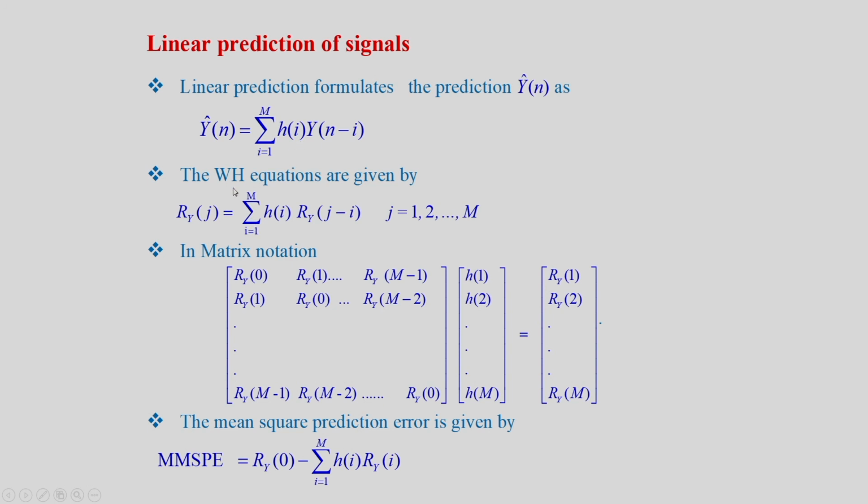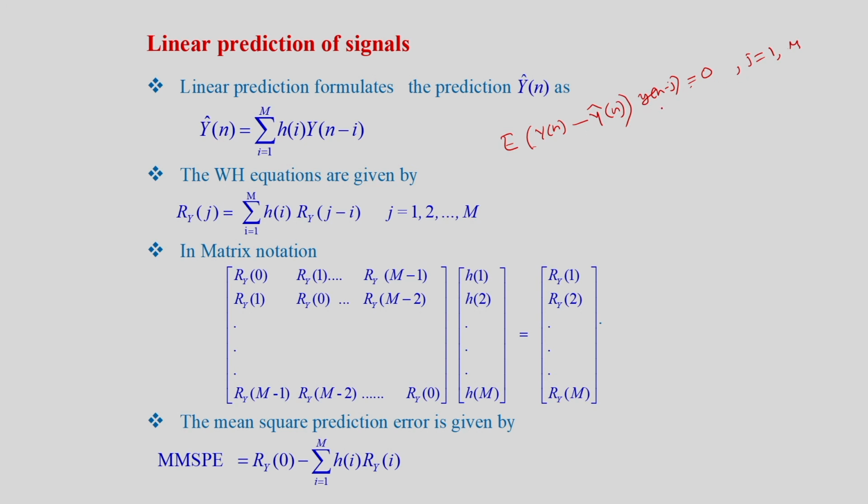Again we apply the orthogonality condition. Here the actual data is y[n], and we are predicting y hat n. This error is orthogonal to data. Data is y[n minus j], j going from 1 to m, because we are using only past data from n minus 1 up to n minus m. Therefore this is the orthogonality relation we get: E of (y[n] minus summation y hat n) into y[n minus j] is equal to 0.